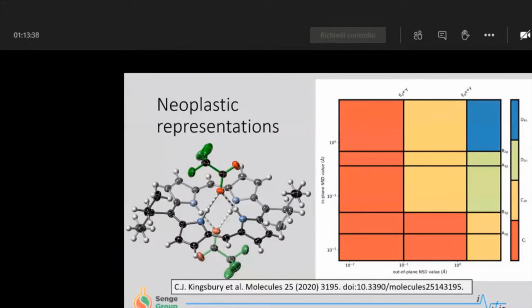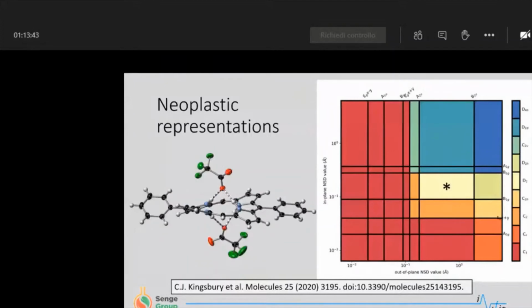But if we look at something that is related to the diphenyl saddle shape, we can see quite clearly that the Mondrian diagram in the middle right-hand quadrant shows a representation in D2, which is itself a chiral group, and I've marked that with an asterisk.